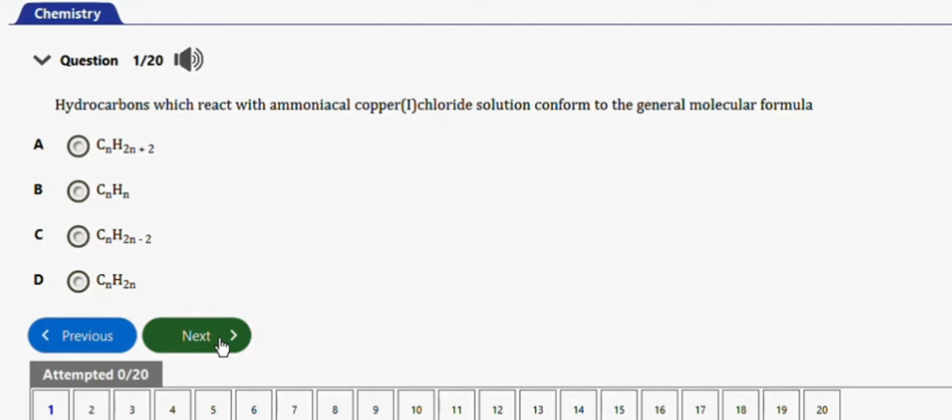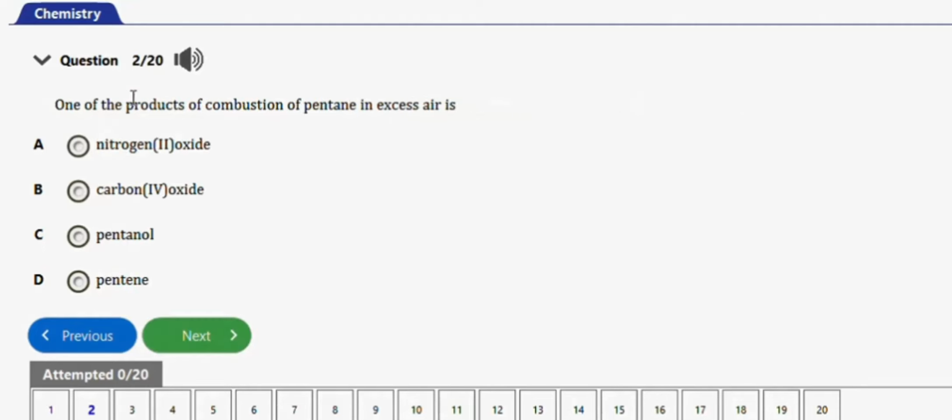The next question will be this one. It says one of the products of combustion of pentane is. So the right answer will be option B, carbon dioxide. Very important.